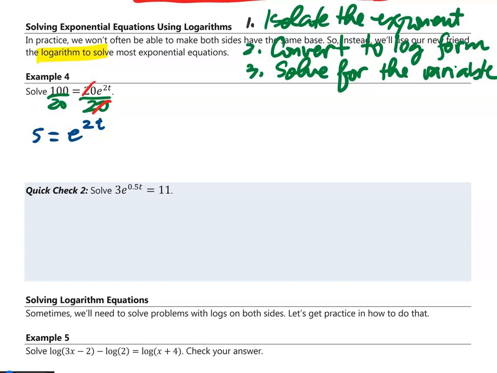Okay, step number 2, convert this to log form. So that is now log, the base of the exponent is e, so that's going to be the base of your log, and then 5 here, and that exponent 2t is on this side, is equal to 2t. And then now we can solve for the variable t. All we have to do here is divide both sides by 2.